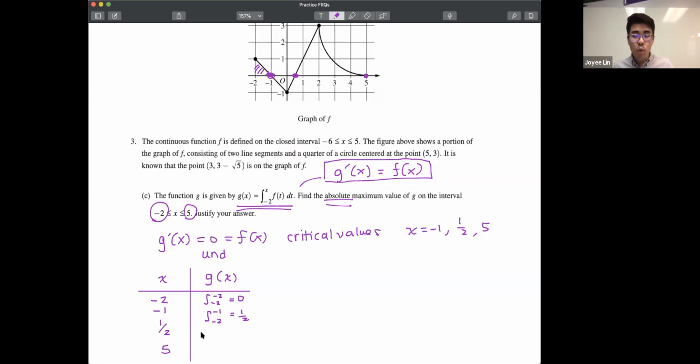And then what about 1/2? If we're going to plug that in, it's the area from -2 to +1/2. We found that the area of this triangle under here was -3/4. So we got +1/2 minus 3/4. That's equal to -1/4. And then from part A, I'm just going to steal the answer. The value when we plug in 5 is 11 minus 9 pi over 4.